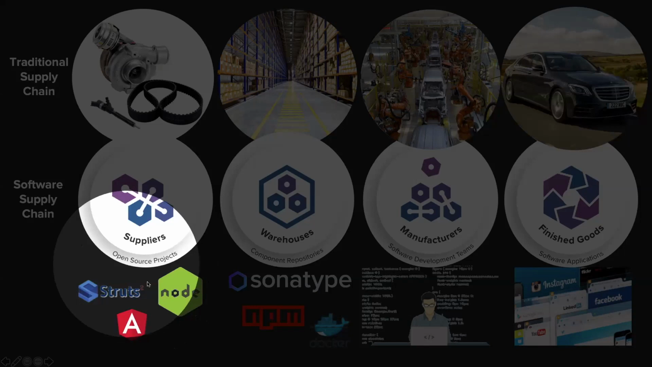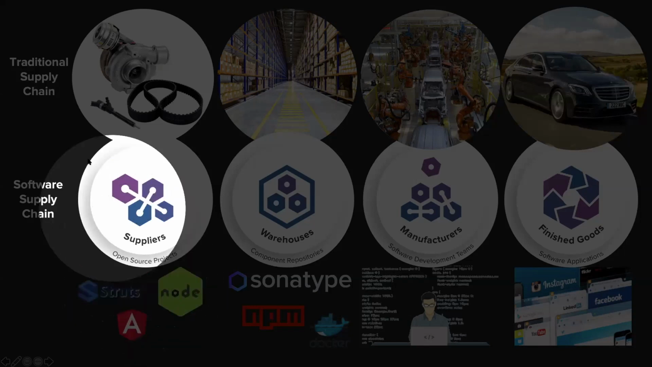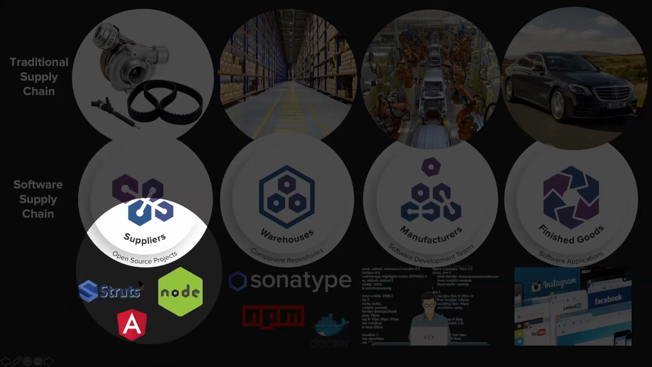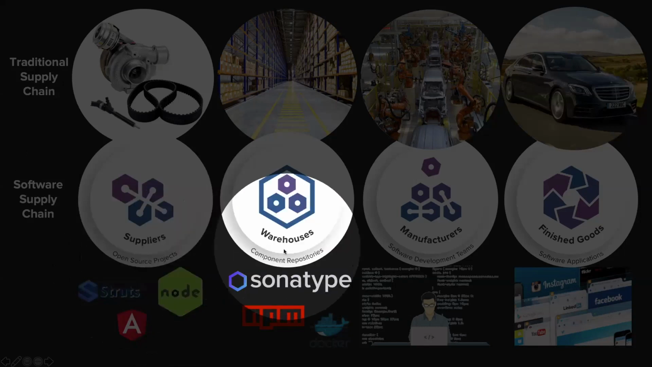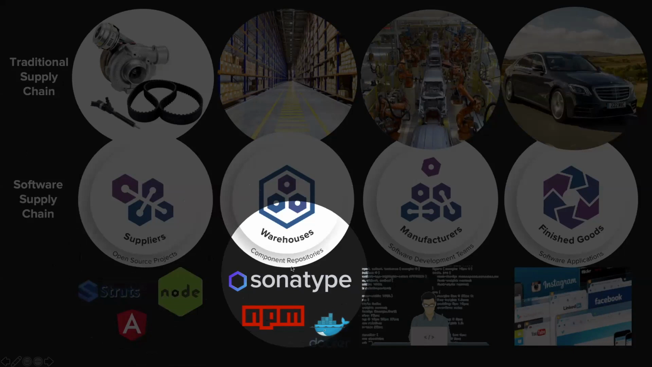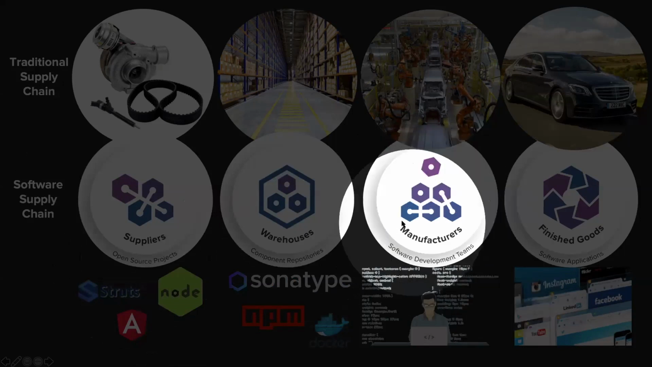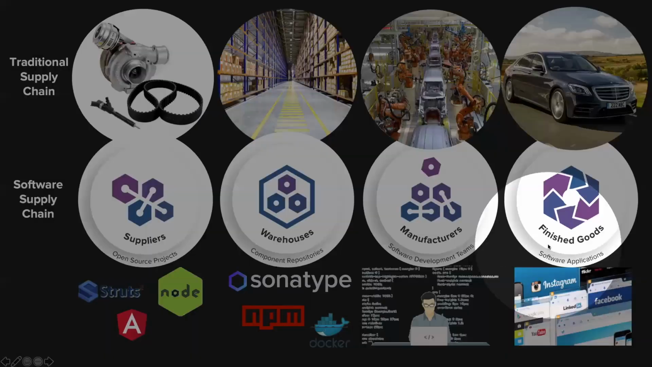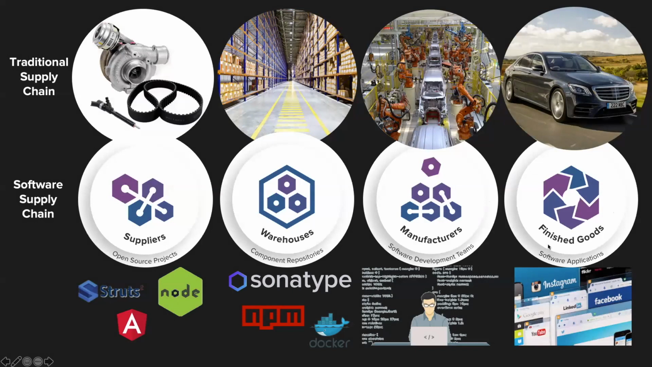So in terms of suppliers, be that open source components or even third-party software you're buying in, all of it comes in from suppliers, then goes through to warehouses like your own internal repositories or those external repositories you're pulling in, through to your software developers, your manufacturers, through to your finished web pages, applications, whatever they may be. So you can map it across and then start to apply these principles.